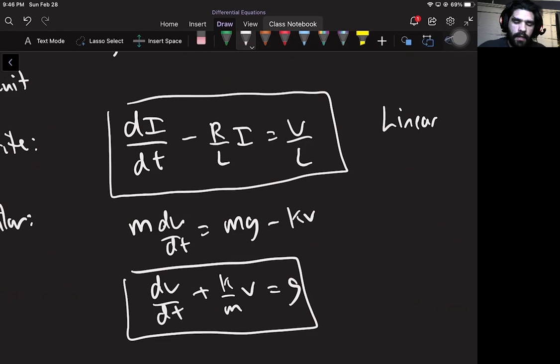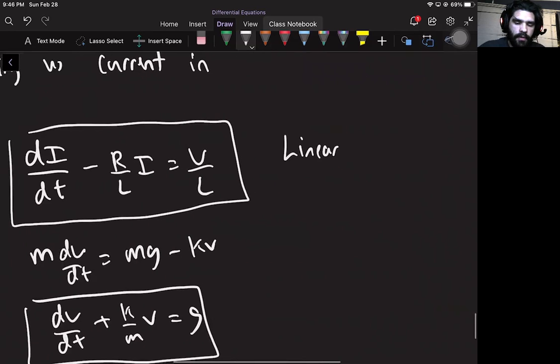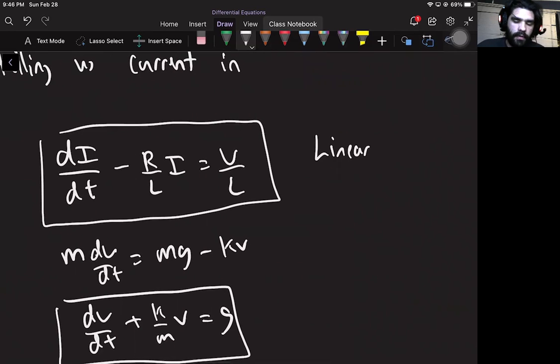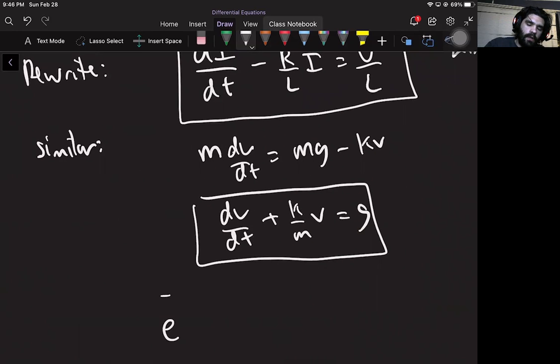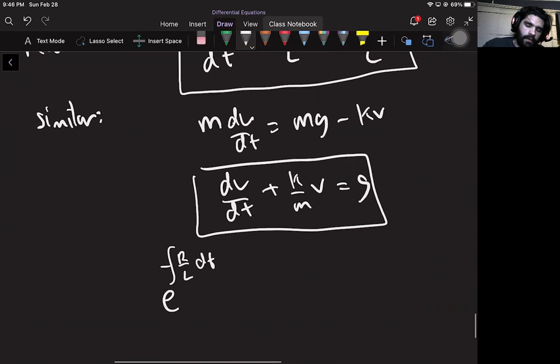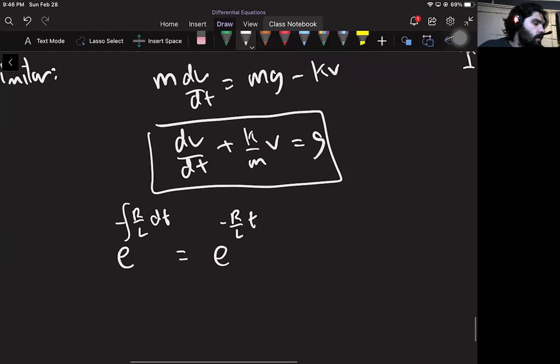Okay, so in any case, this guy is linear. So this one I will solve for us. So I didn't solve the temperature one, but I'll solve this one. So we can use an integrating factor to solve it. So what's the integrating factor? It's e to the integral of R over L dt. Everything's with respect to time. So this will just be e to the R over L t. So remember, R and L are just resistance and inductance. They're just numbers related to the resistor and the inductor. So those are just numbers.